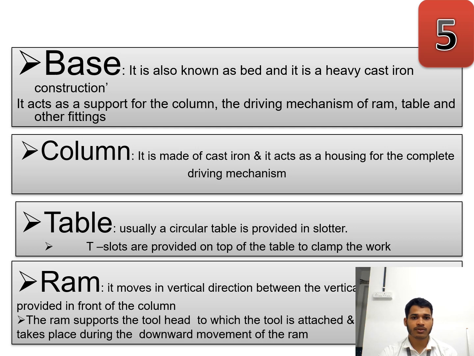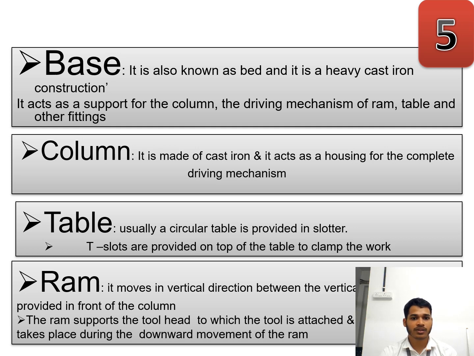Base, also known as bed, is a heavy cast iron construction, and it acts as a support for the column. The base is generally used for supporting the column and the driving mechanism of the ram. The table and other fittings, all the components of the slotting machine, are mounted over this base. The column is made of cast iron, and it acts as a housing for the complete driving mechanism, like the gear mechanism and others.